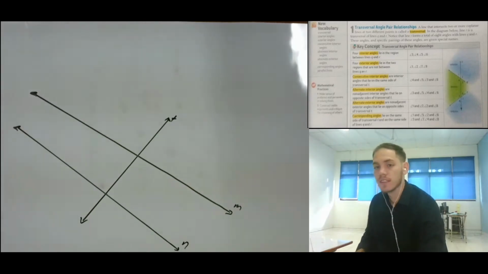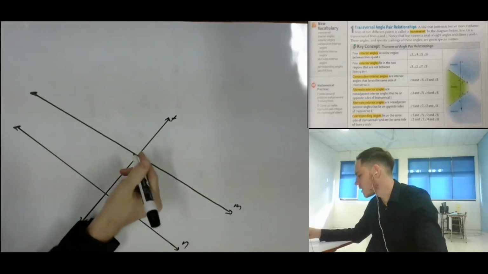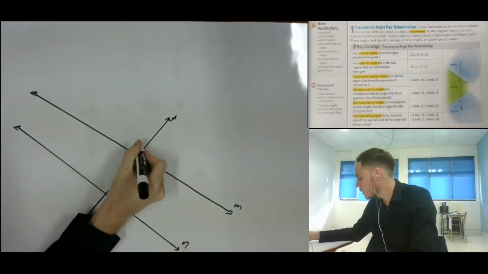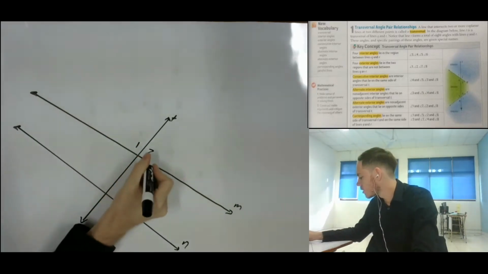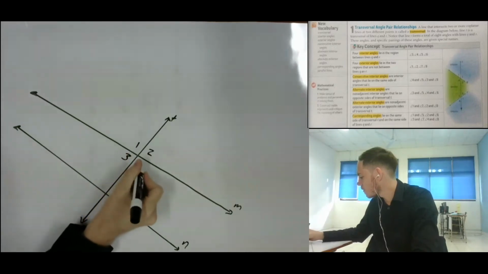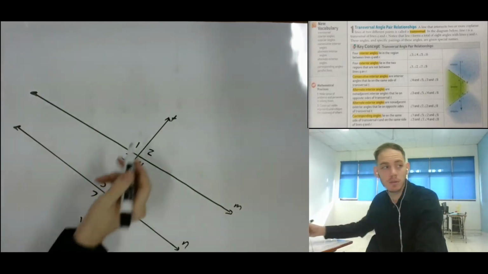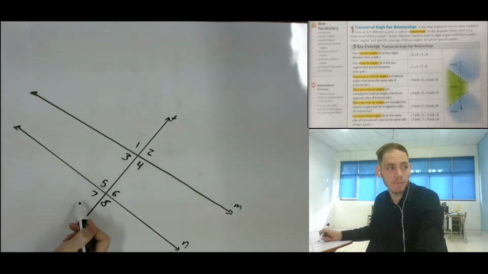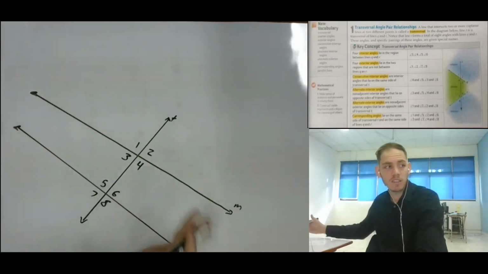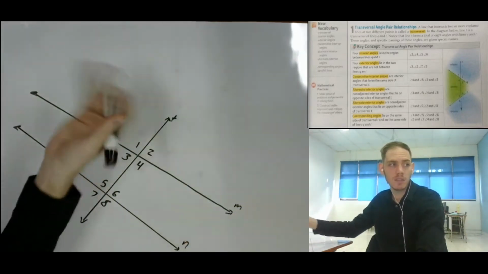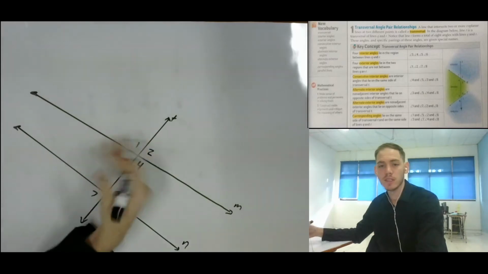With this transversal, I'm going to label the angles. Let's always start with the top. So we start with 1, 2, 3, 4, 5, 6, 7, 8. So basically we label from top to bottom. Now it doesn't matter how this drawing is. It could be this way, this way, this way. Yes, it can be all of those.